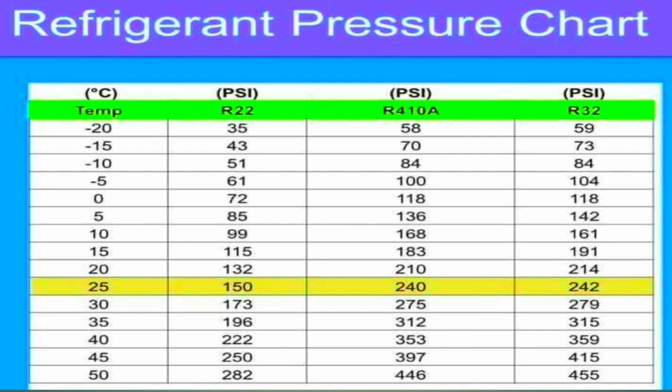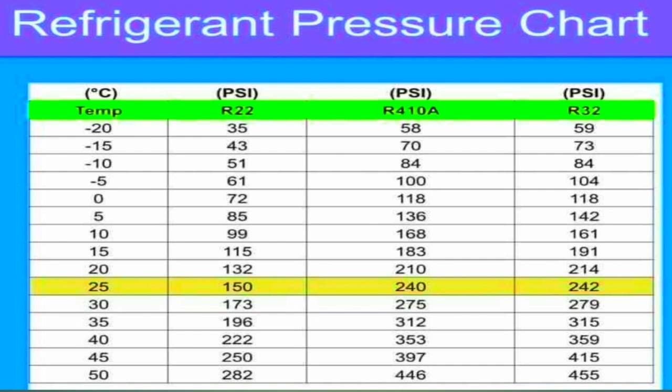You can see the first row. At -20 ambient temperature, the high pressure of the R22 is 35 psi, and at 50 degrees Celsius ambient temperature, the high pressure of the R22 is 282 psi. So that is the actual. But in studies we just read that 60 psi is the low pressure of R22, and 250 psi is the high pressure of the R22. So this chart is given, so you follow it.